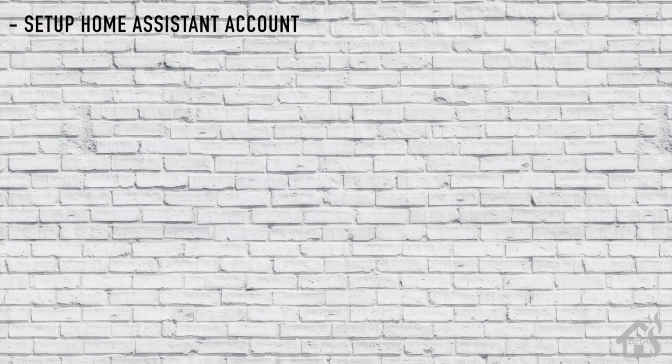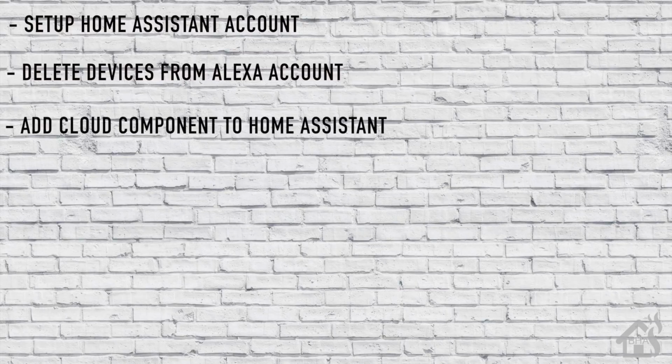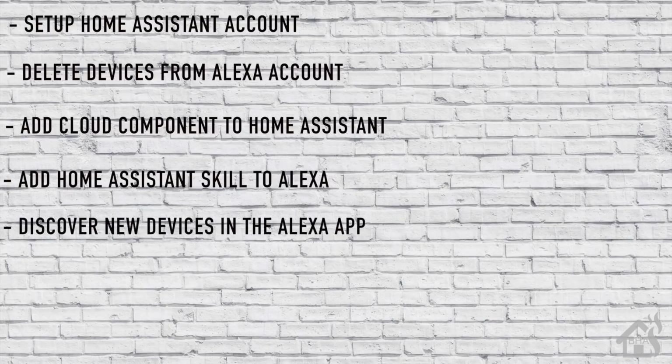Once that's done, we're going to delete the devices from our Alexa account. Once we've done that, we're going to go ahead and add the cloud component into Home Assistant and configure that all up. Once that's done, then we will go back into the Alexa app and add the Home Assistant skill. Once all that is done and we've got the new app and it's synced with our Home Assistant Cloud, then we are ready to discover the devices again in the Alexa app.